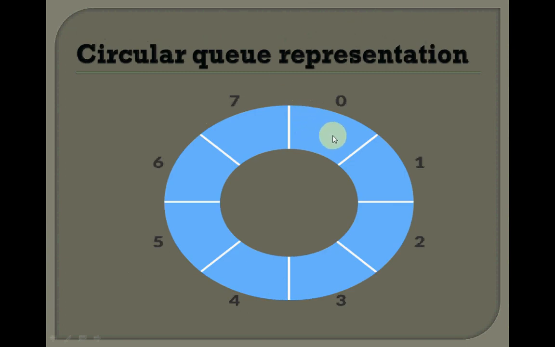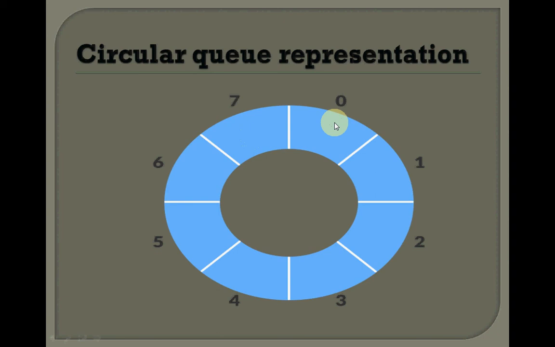Again, see this example. Suppose this is the front position and 7 is the rear position. I am going to insert one element A here in 0 position, then B here, then C here, then D here, E here, F here, G here, H here. Now 7 indicates rear and 0 indicates front.